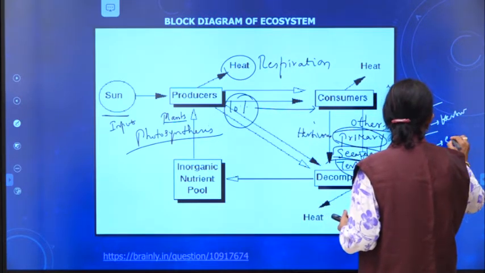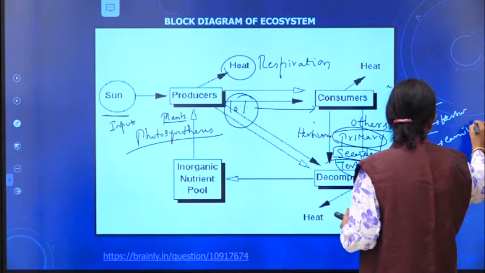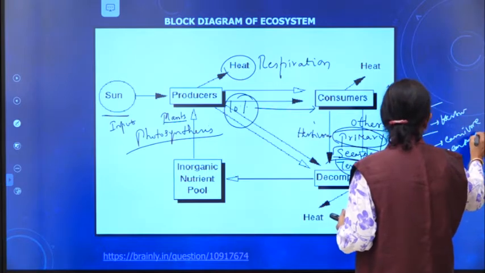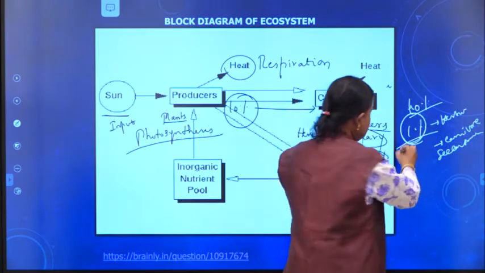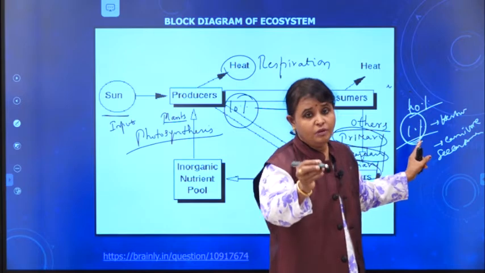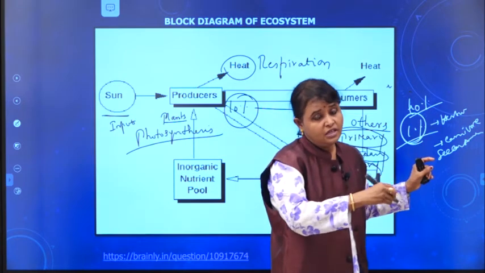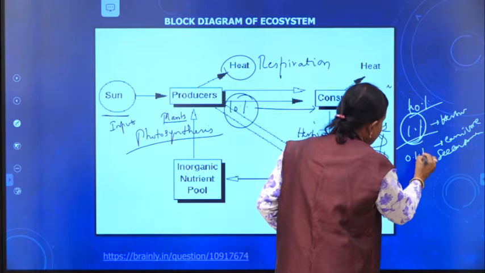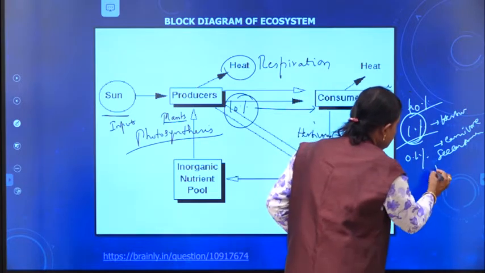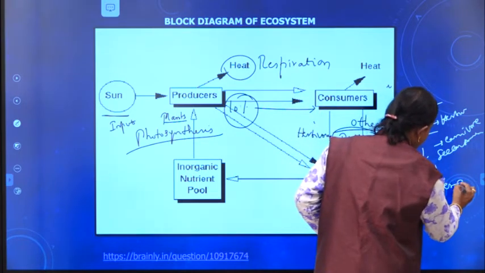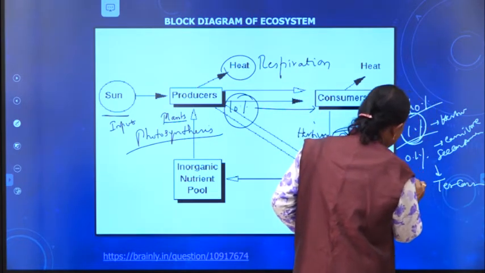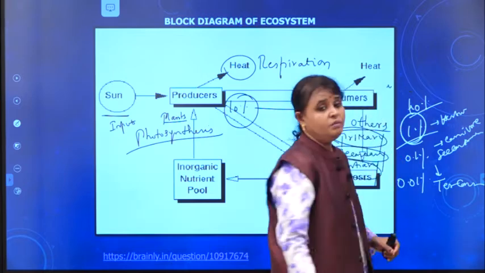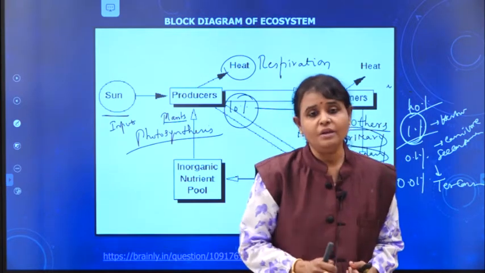That means carnivore. The energy goes to the secondary consumer, that is, the carnivore. See, only 1% of energy is present in the herbivore. If the energy goes to the secondary consumer, how much will go? 0.1. If the energy from the secondary consumer goes to the tertiary consumer, how much will go? 0.01%.